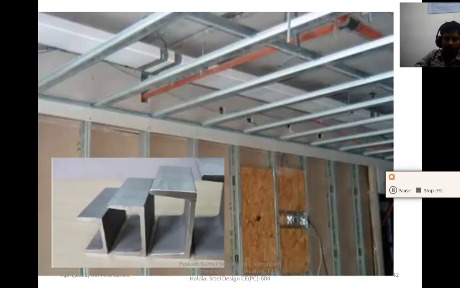So this is a few types of channel section that I have shown you. I am showing these real channel sections which are used in steel structure.